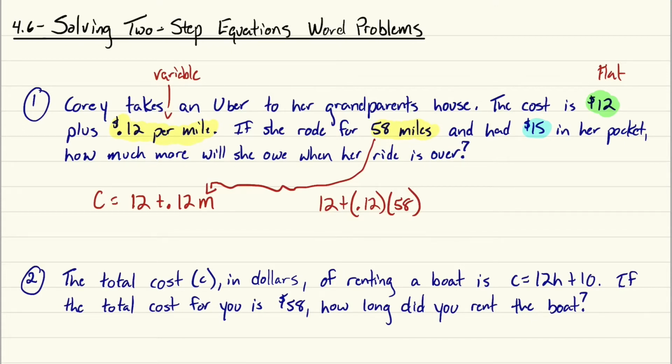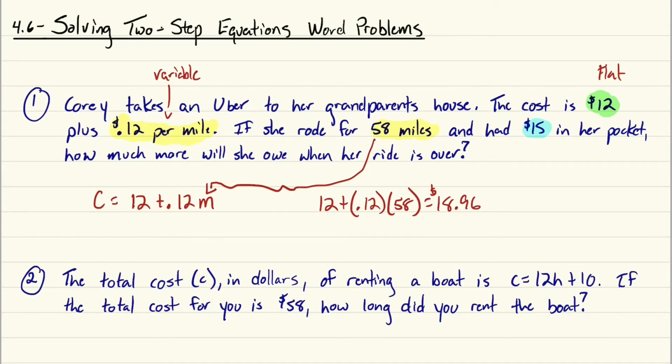So by doing that, I end up getting 12 plus 0.12 times 58. That ends up being $18.96. So that's how much her trip cost, $18.96. Not bad for a 58-mile trip.